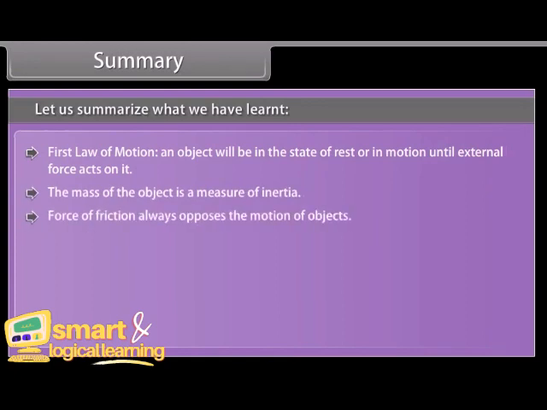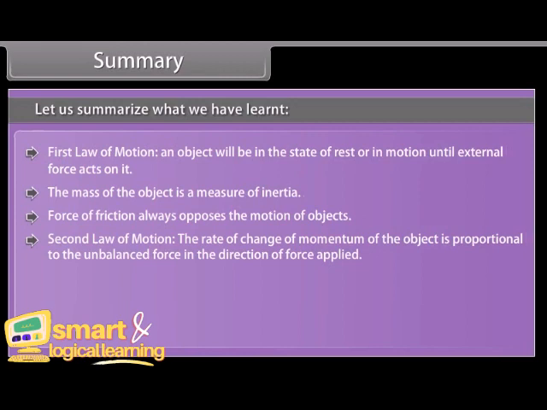Force of friction always opposes the motion of objects. Second law of motion. The rate of change of momentum of the object is proportional to the unbalanced force in the direction of the force applied. The SI unit of force is kilogram meter per second square.